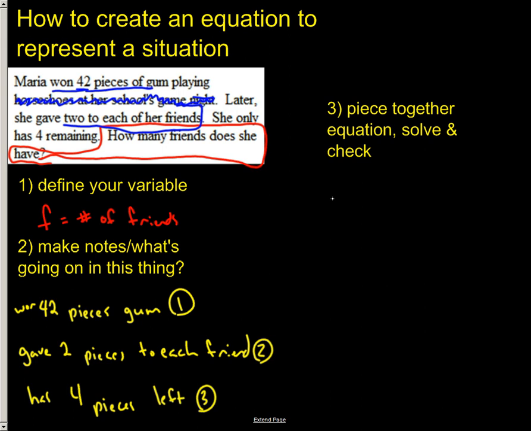So let's just make the equation as we go. Let's piece it together. She won 42 pieces of gum, and then she gave two pieces to each friend. She's giving these 42 pieces of gum away, so two pieces to each friend: two times the number of friends. We don't know how many friends it is, but this will work. And then she has four left over. There's our equation. Now we can just solve. 42 minus 42.